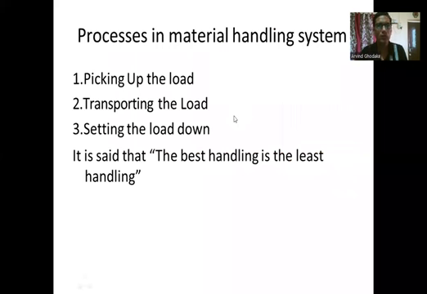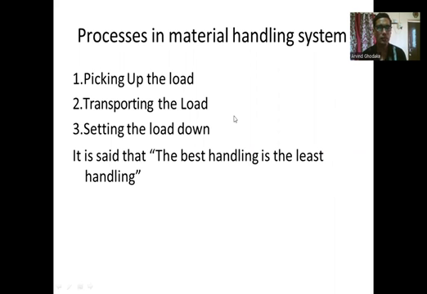So, first one is the processes in material handling system. That is nothing but the objective of material handling system. First is picking up the load. Second one is transporting the load, that is from one place to another place we can transport the load. Then third one is setting the load down. It is said that the best handling is the least handling.